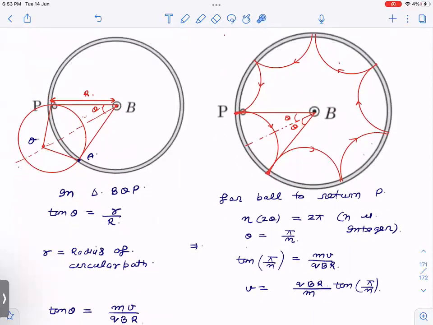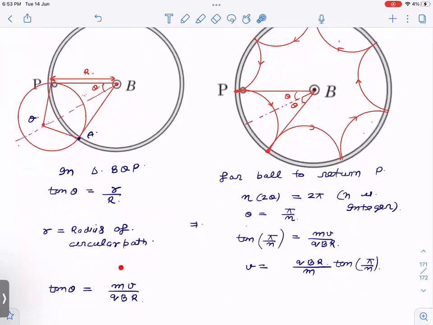So r we know is mv by qB. If r is mv by qB, then tan theta becomes mv by qBR. Fine. And now I'm going to substitute the value of theta here. So tan of pi by n is equal to mv divided by qBR. So v is equal to this.